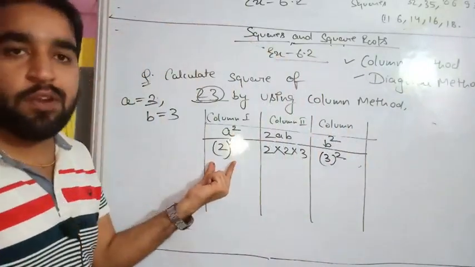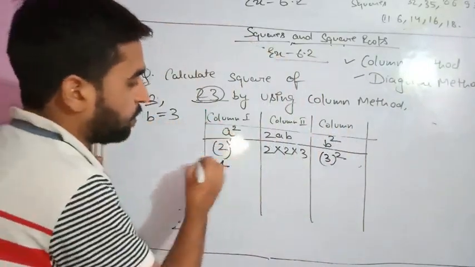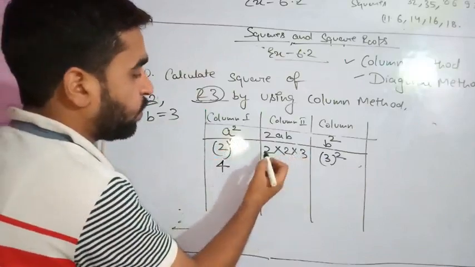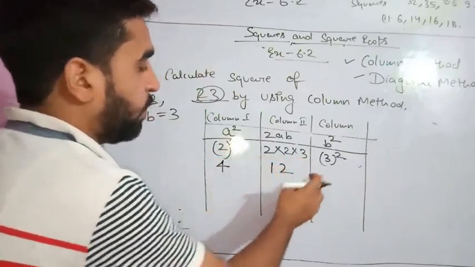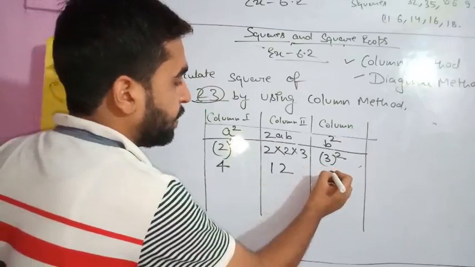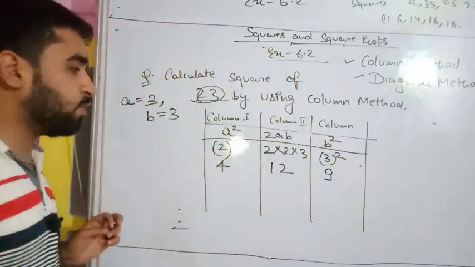Now what is the square of 2? Square of 2 is 4. What is 2 into 2 into 3? 2 2s are 4, 3 4s are 12. What is the square of 3? That is 9. So we have done our job.